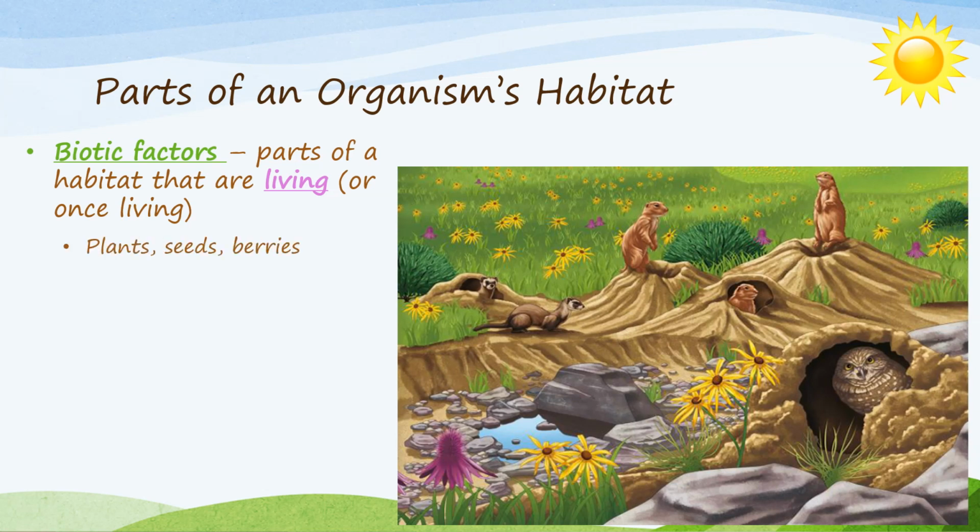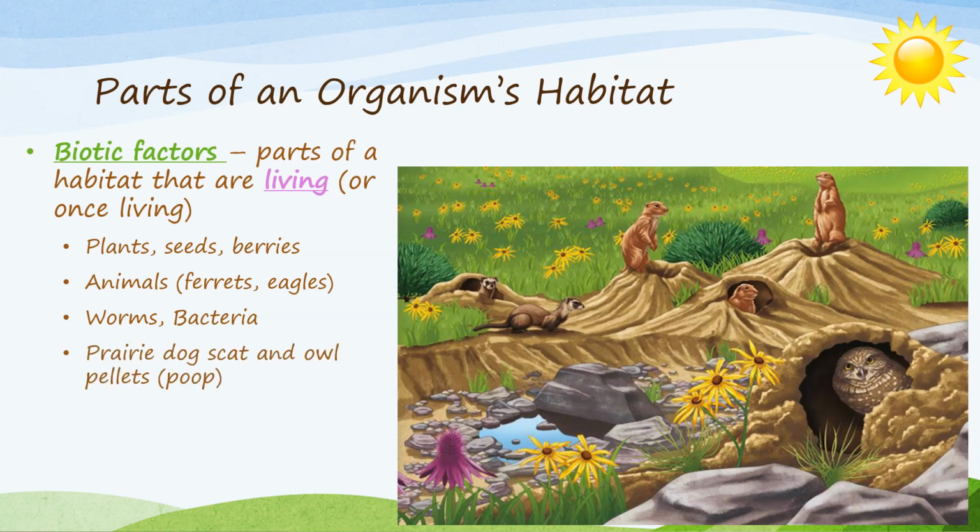The plants that produce seeds and berries are biotic factors because plants are alive, and the things they produce are biotic factors. The ferrets and eagles that hunt the prairie dog are also biotic factors because they are living animals. Worms and bacteria are biotic factors that live in the soil underneath the prairie grass. Prairie dog scat and owl pellets are the feces, or poop, of animals and are also biotic factors because they came from something living. Also, decomposing plant matter, or dead plant parts like leaves and stems, are also biotic factors because they used to be alive or they used to be a part of something living.